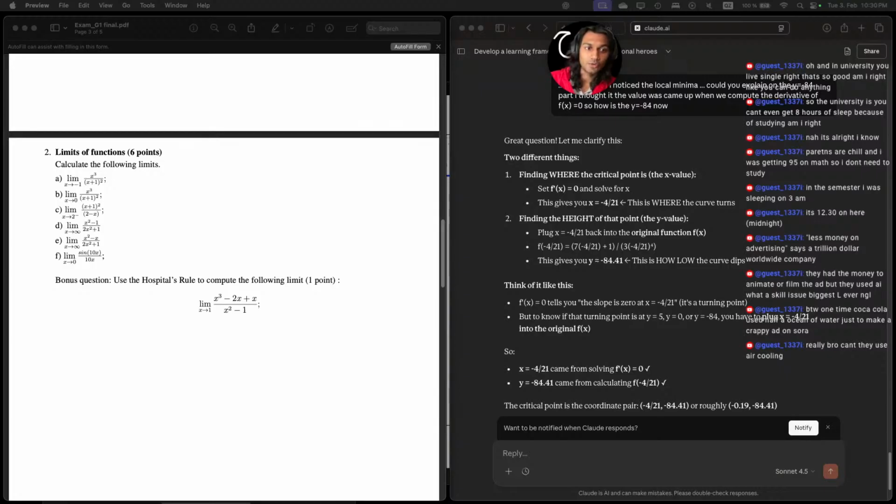Oh, and in university, you live single, right? That's so good. Am I right? Like you can do anything. When you say it that way, it feels good, but don't take this in a bad way. But I still haven't paid my rent.